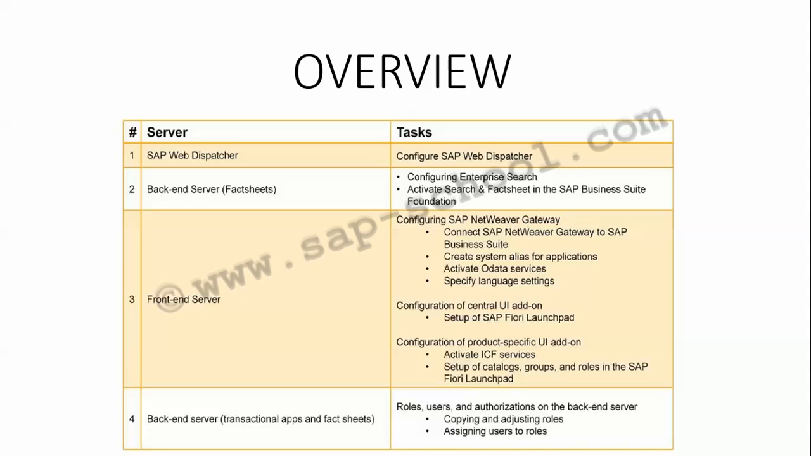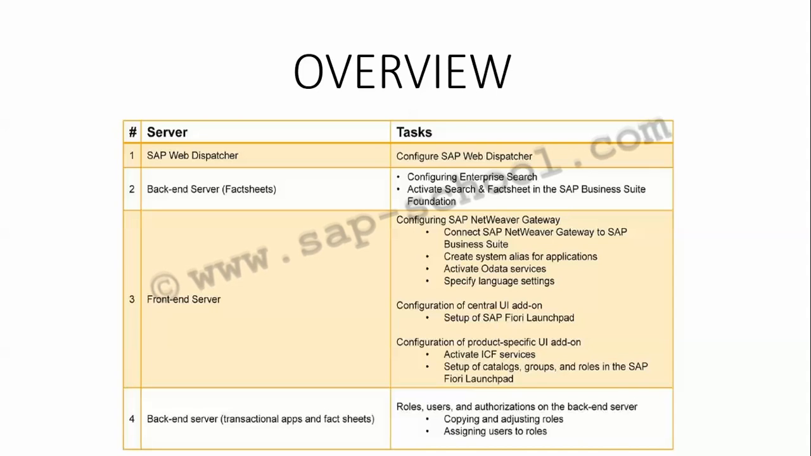Then we have the front end server. On the front end server side we have to do steps like configuring the SAP NetWeaver Gateway, which means that we have to connect the SAP NetWeaver Gateway to the SAP Business Suite. We have to create the system aliases for the applications, activate the OData services, and then specify the language settings. So these are the four subparts which need to be done under the configuration of SAP NetWeaver Gateway.